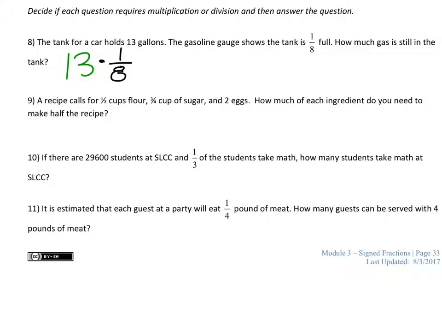So here's the problem here. At the beginning it says, does it require multiplication or division? It kind of requires both, because right here I'm multiplying it by 1, and that's divided by 8. But in reality, we could just take 13 and divide it by 8 as well. So how much gas is still in the tank? I assume they may want a decimal answer on this.